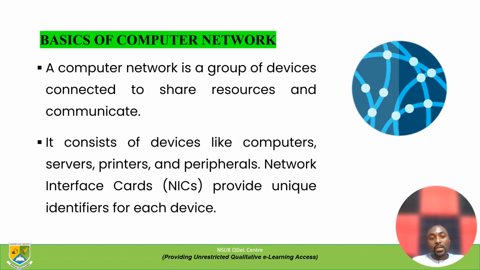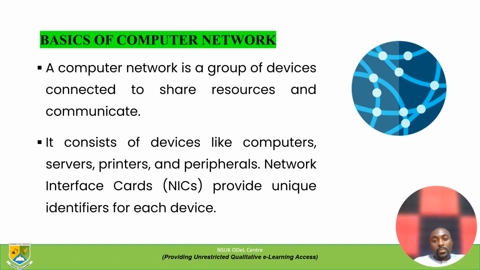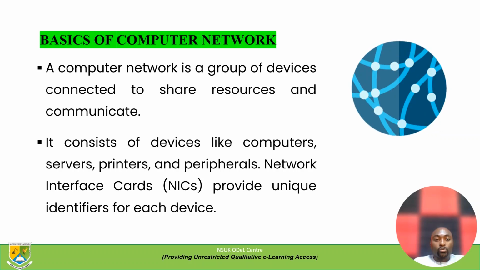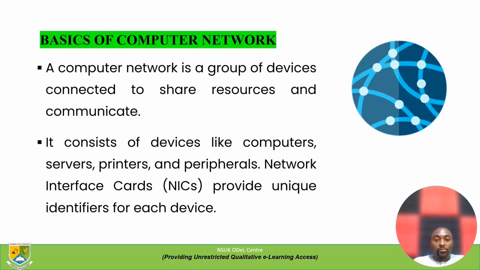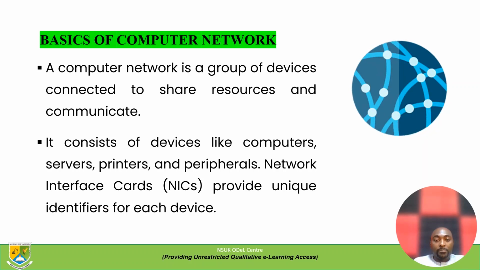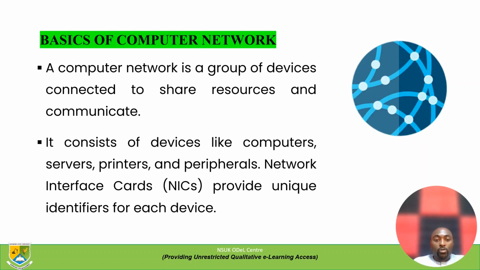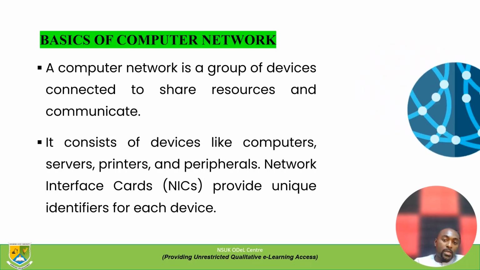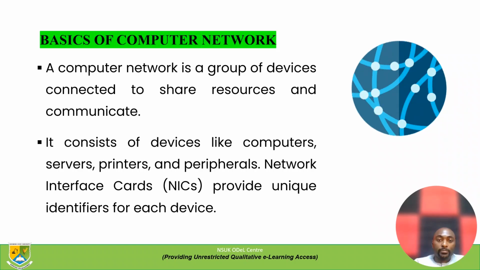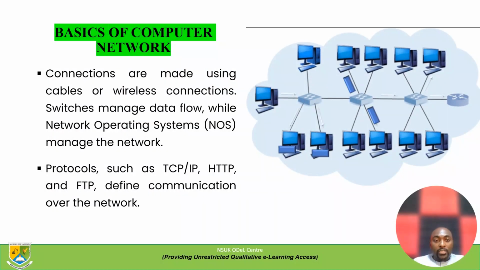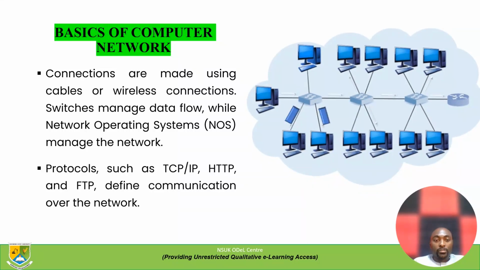So basics of computer network. A computer network is a group of devices connected for the sole purpose of sharing resources and as well communicate to each other. So it consists of devices like computers, servers, printers, and other peripherals. Network interface cards (NICs) provide unique identifiers for each of those devices attached to the network. Connections are made using cables or wireless connections.